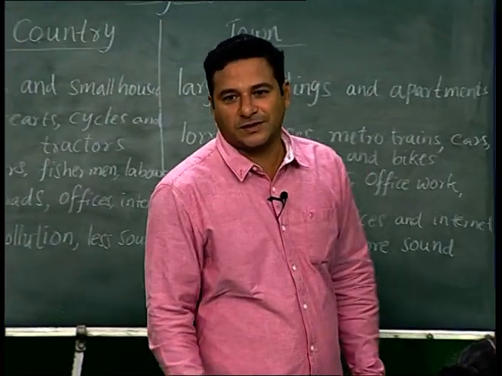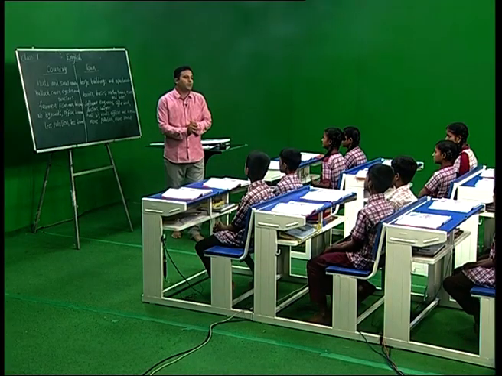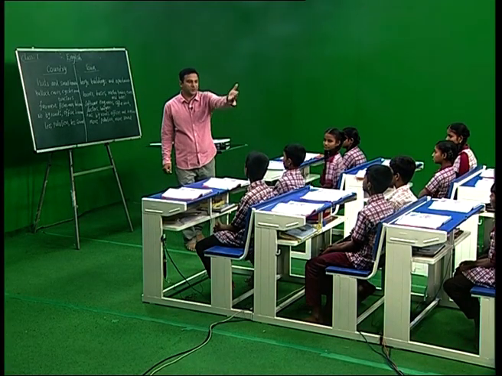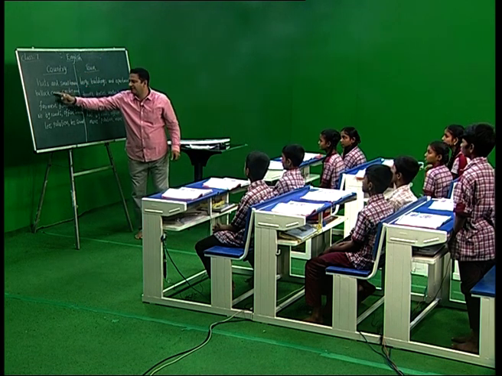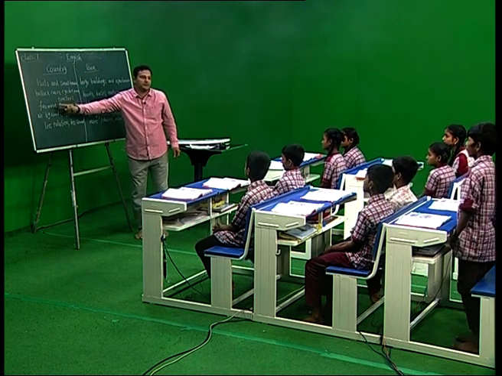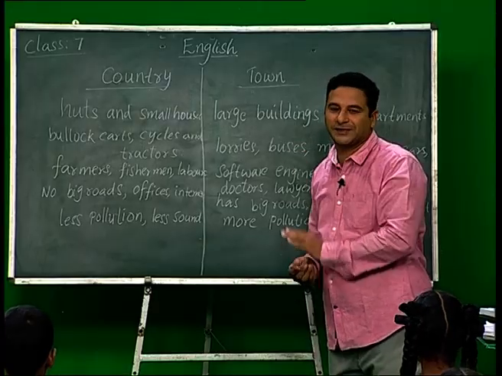Now I shall ask one or two of you to read these. Are you ready now? Yes, sir. Okay. Santosh, read these 3 lines on the left side. Start. Country has huts and small houses. Very good. Country has bullock carts and cycles and tractors. Nice. In the country we find farmers, fishermen, laborers. Right. Very nice. Excellent.